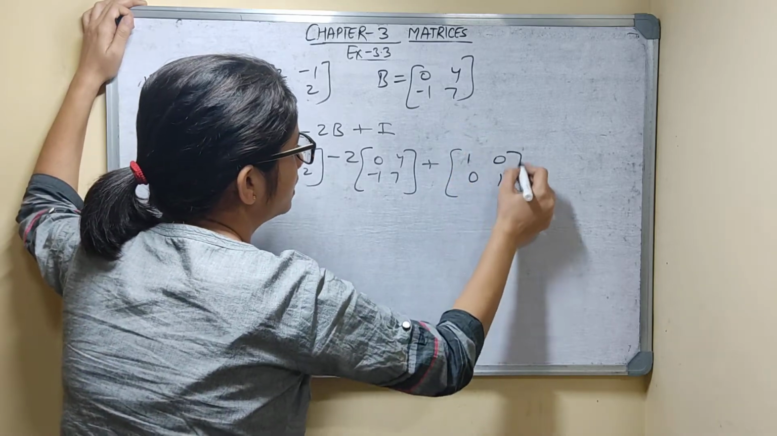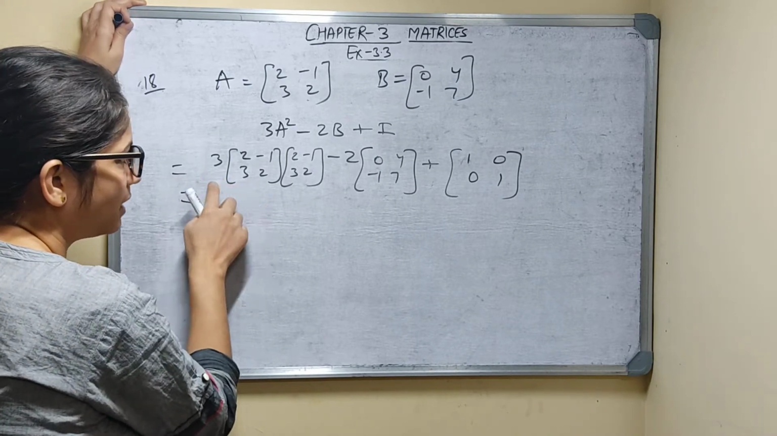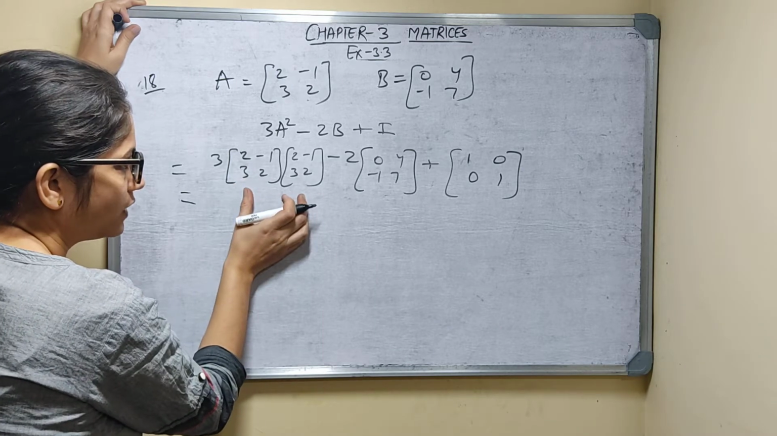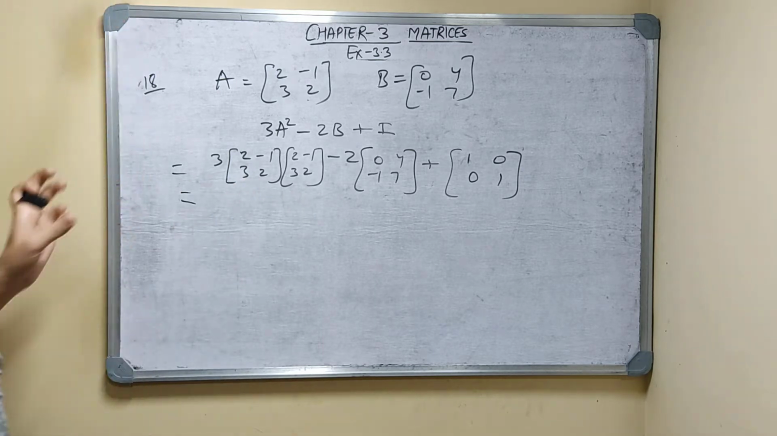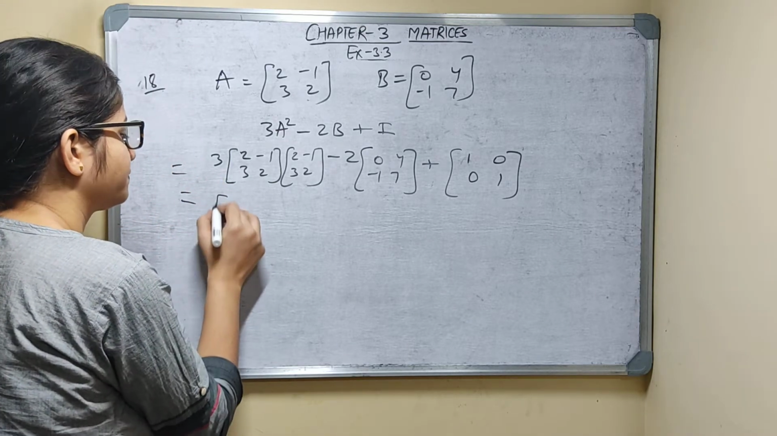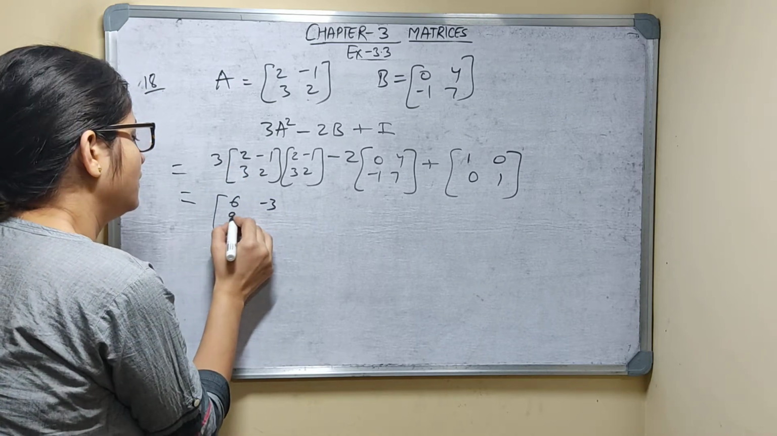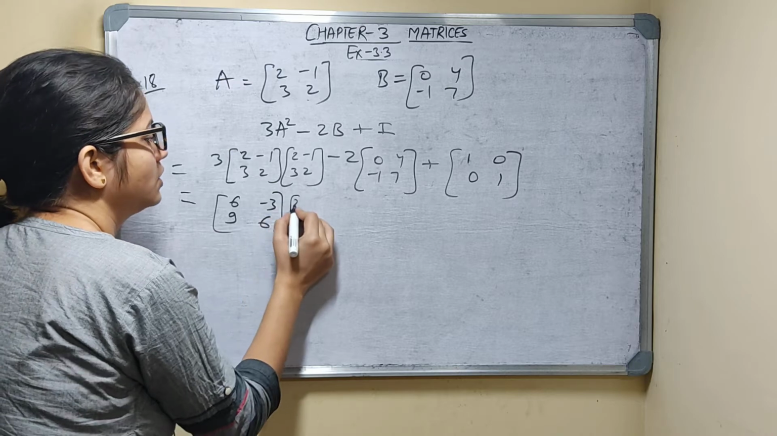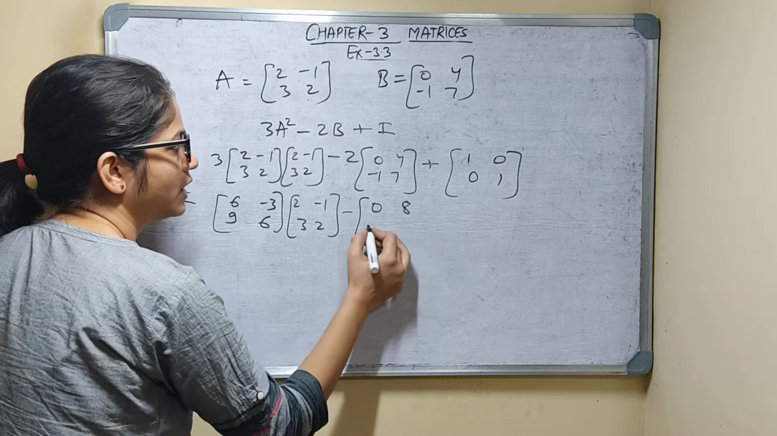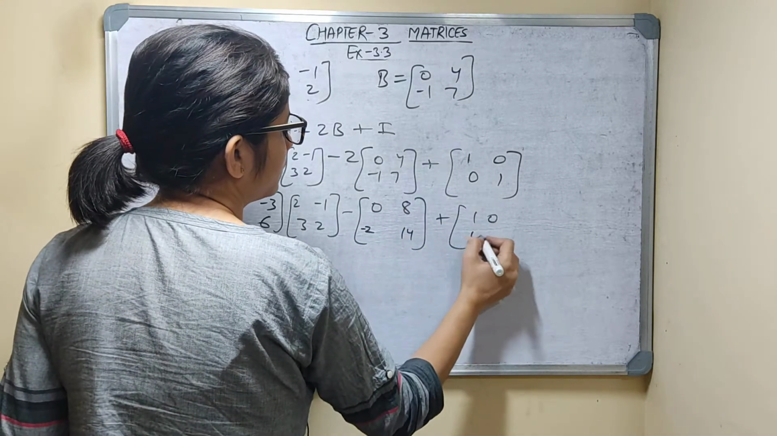[1, 0; 0, 1]. Now one thing you can do, you can multiply the first two, or you can multiply these two first and then multiply with this scalar, whatever is comfortable. So what will I do? I can multiply directly. 3 times [2, -1; 3, 2] times [2, -1; 3, 2], minus 2 times [0, 4; -1, 7], plus [1, 0; 0, 1].